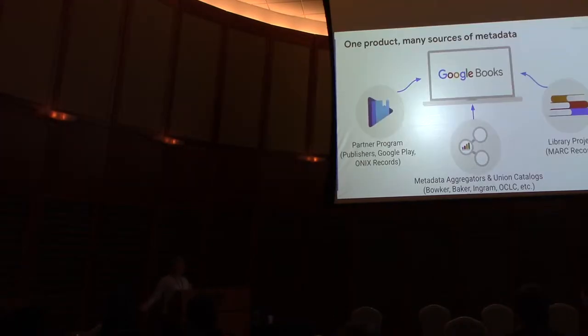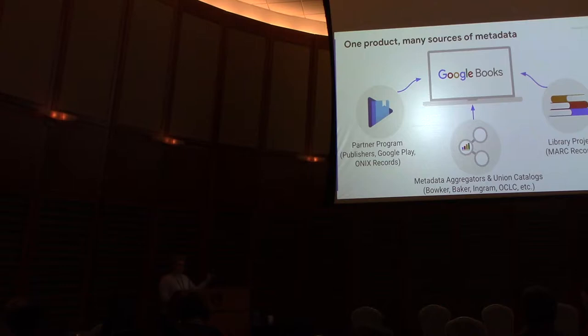And then all this metadata gets aggregated through three main streams. First, the library project, which most people are familiar with, that's our scanning project. Most everyone in this room has participated in that. And if you haven't, shameless plug, please come talk to me afterwards. And then we get big metadata feeds from Baker & Taylor, Ingram, OCLC; we get a folder from them every month. And then our partner program, which is basically publishers submitting their ONIX records.